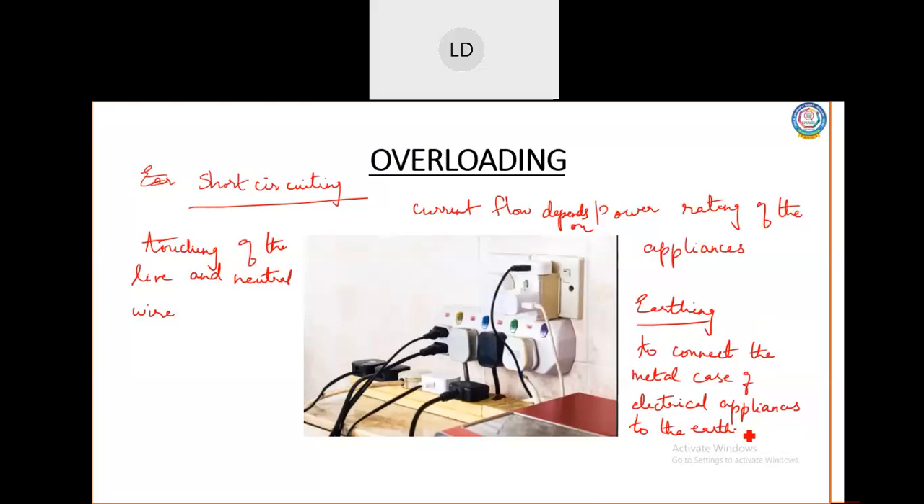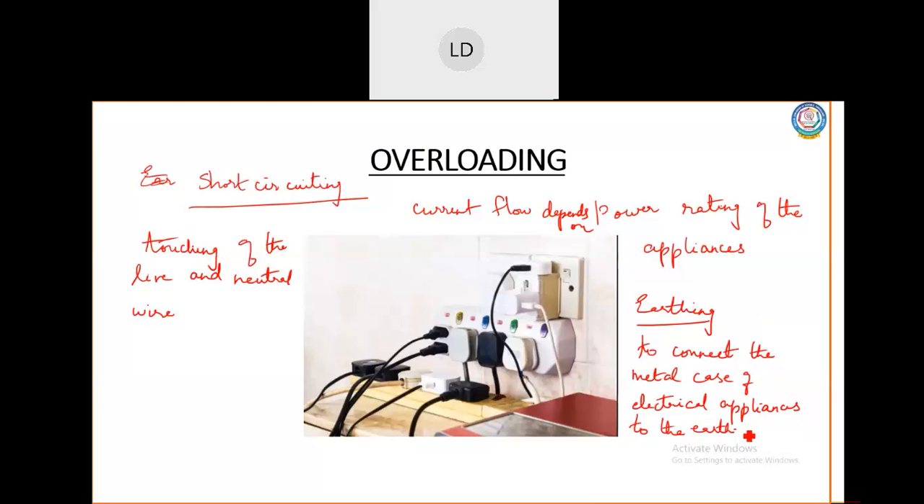When you see household circuits, we have three wires. One is the live wire, the second one is the neutral wire, and the third one is the earth wire. One end of the earth wire is buried deep into the earth. We connect the earth wire to the metal case of the electrical appliances by a 3-pin plug, so that all the appliances are protected from shock.